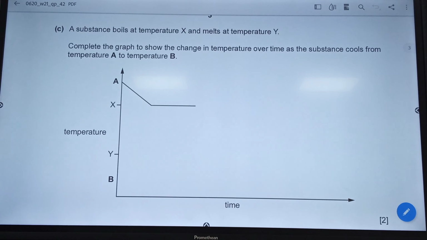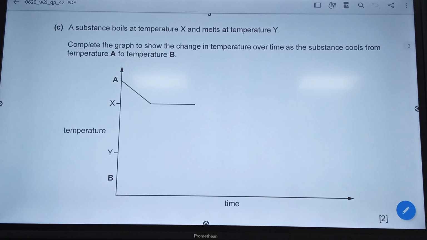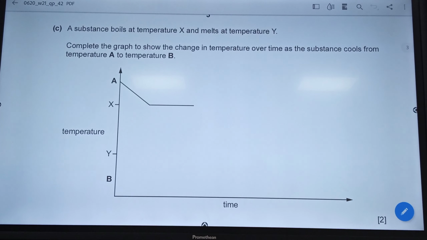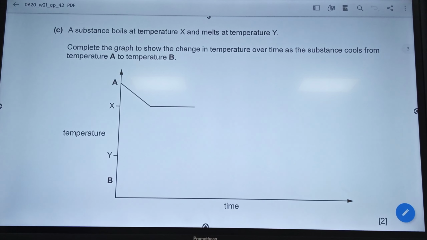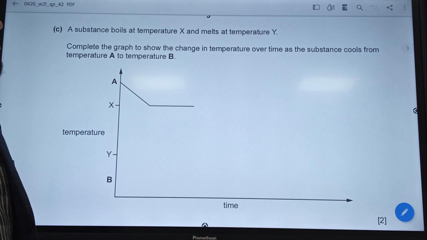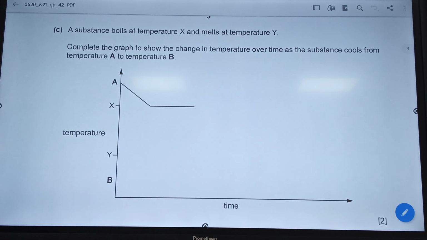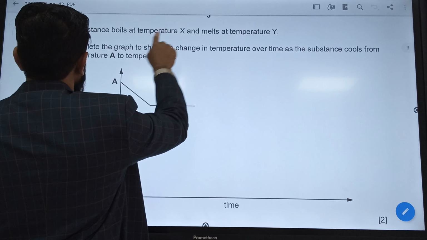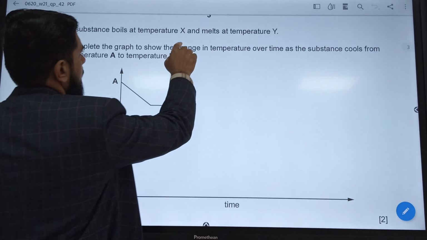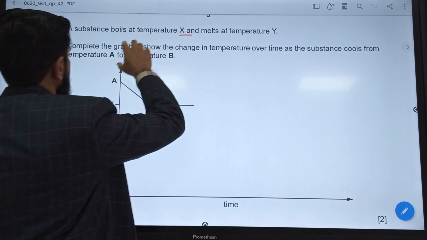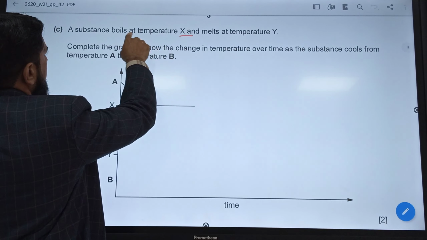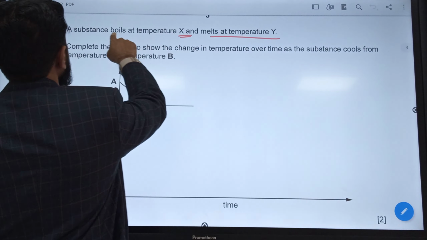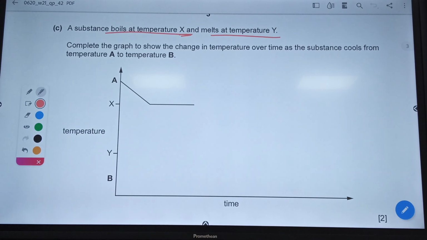Here he says that a substance boils at a temperature X and melts at temperature Y. Complete the graph to show the change in temperature over time as the substance cools from the temperature A to temperature B. He says that here X is clearly mentioned: the substance is boiling at X and melts at temperature Y.